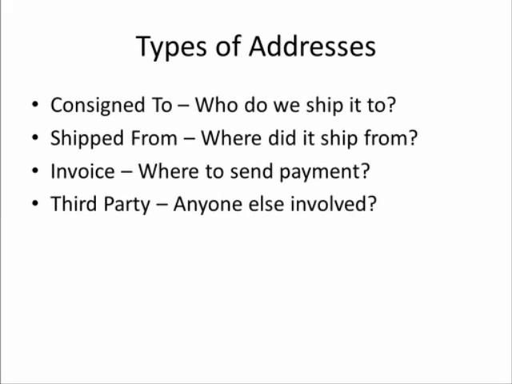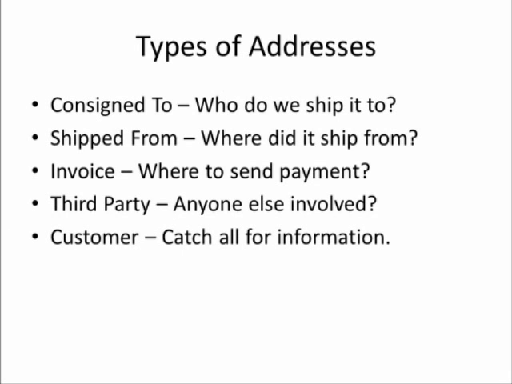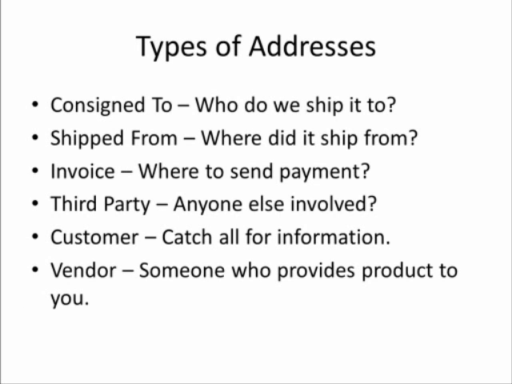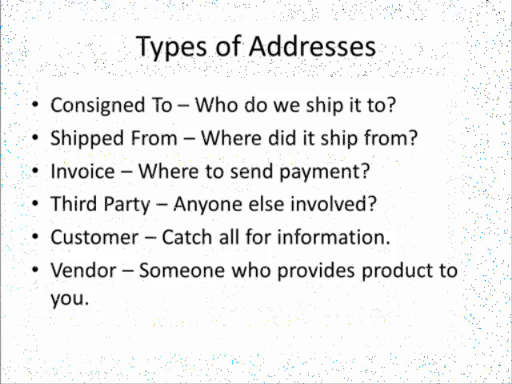Next, we're going to talk about third party. If you have insurers, third party information, or other individuals associated with a shipment, then you can include their address information in the address book. Next, customer. That's a catch-all for information for people that don't neatly fit in the above categories. And finally, we have vendors. When you get into creating purchase orders and requesting product from other people, you will use a vendor address type.